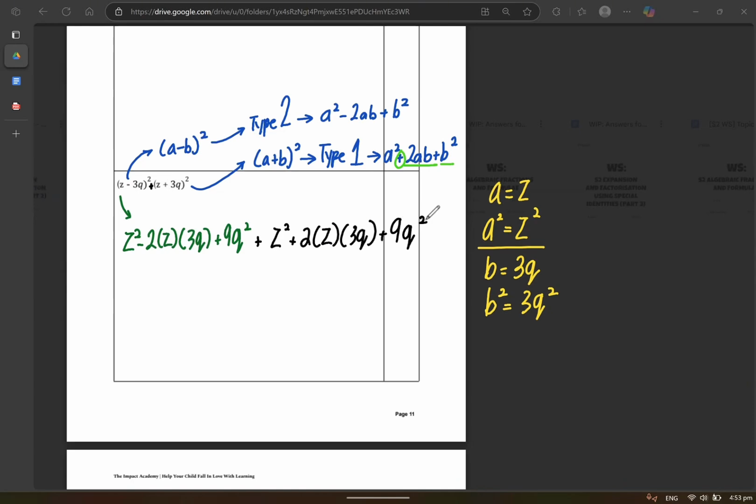Then from here itself, you can solve the first part, z squared. Then this part over here, let's find out what this is first: 3qz times 2, so minus 6qz plus 9q squared. And then we are going to solve the second part, plus z squared. And then we are also going to find out what this is, which is plus z times 3q. That gets me the same thing, positive 6qz, plus 9q squared.